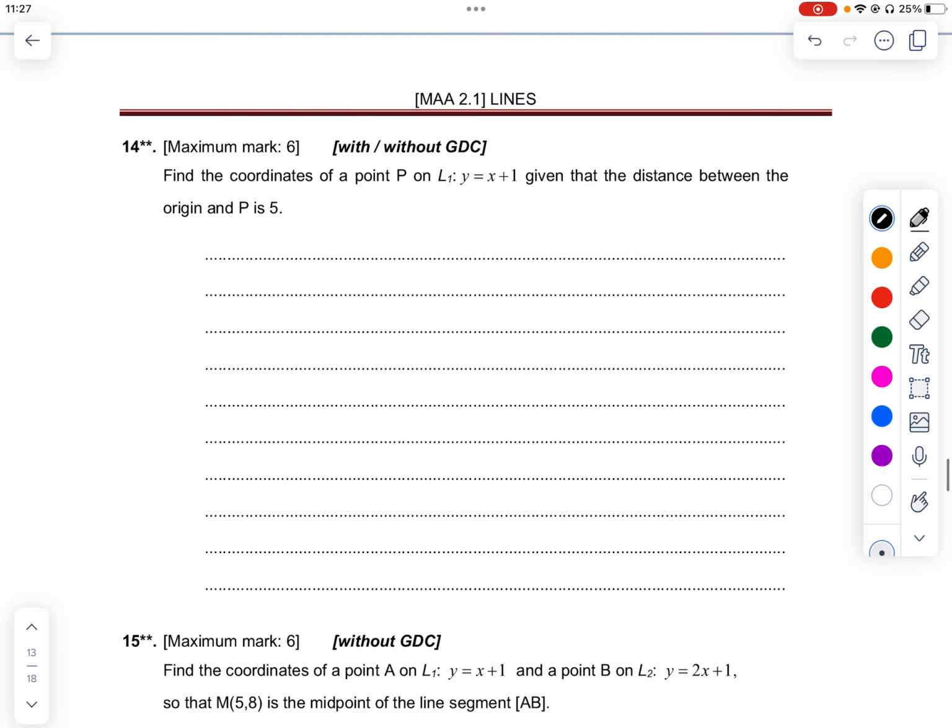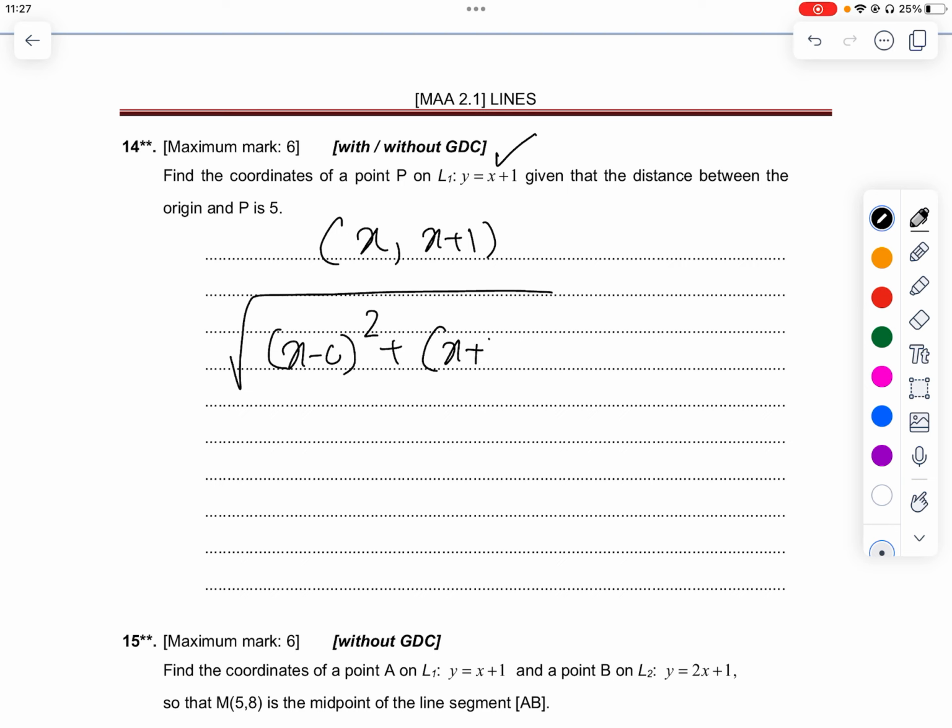Question number 14. Find the coordinates of the point P on the line given the distance between the origin and P is 5. So let the point P be x comma x plus 1, because y is x plus 1, right? So x comma x plus 1. Distance between the origin and this one. So x minus 0 whole square plus x plus 1 minus 0 whole square equals 5. So x square plus x plus 1 whole square equals 5 square, 25.